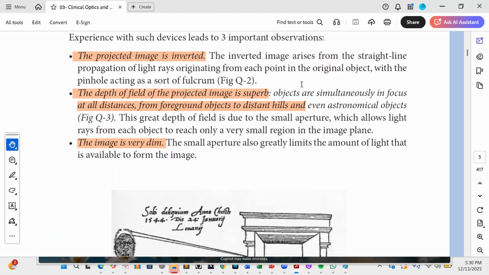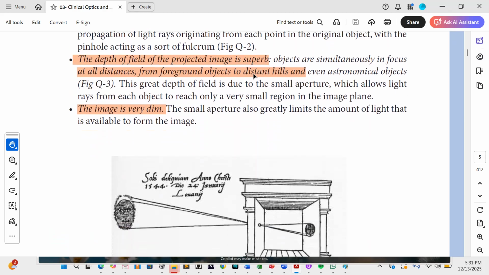Depth of field is seeing multiple objects at various locations, and they are all very sharp. That means that device has a high depth of field. So it is the range of object locations that will produce very clear images on the eye by that device. The pinhole has a superb depth of field. As I've said, objects at different distances are simultaneously in focus.